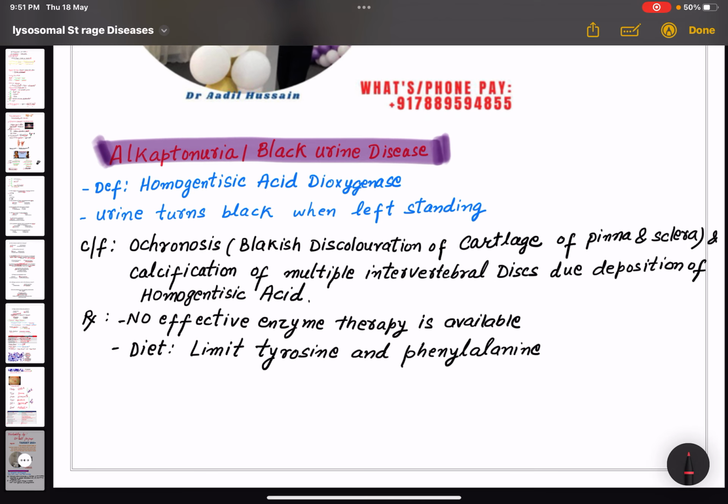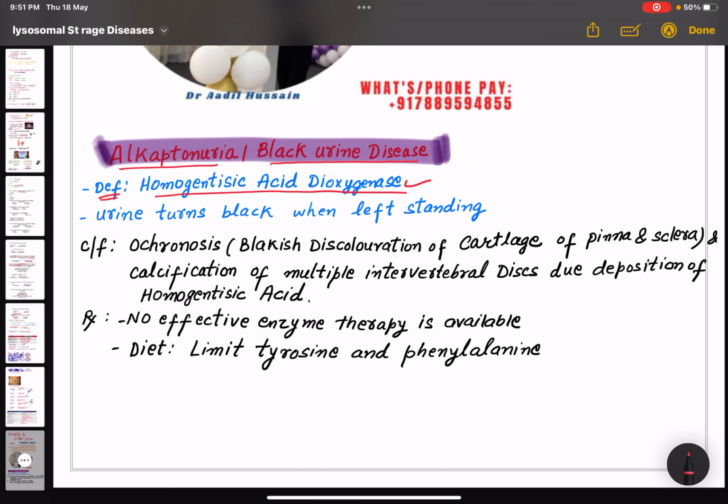Now see another condition, which is the very last topic of this session. That is alkaptonuria. Alkaptonuria is also known as black urine disease. It is due to deficiency of homogentisic acid dioxygenase. Due to the deficiency of this enzyme, the homogentisic acid accumulates.